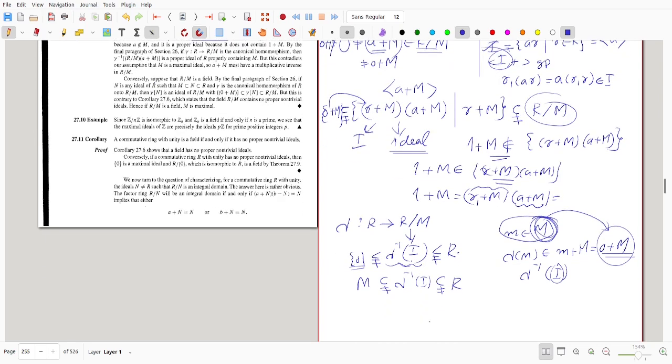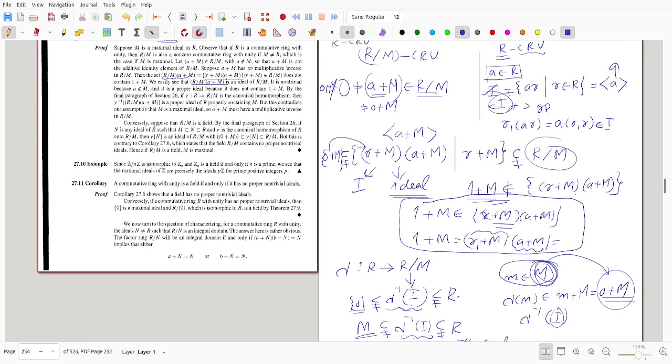So this is a contradiction, because this is an ideal and we assumed that M is maximal, so there cannot be an ideal in between M and R. That means if we start with a plus M, then 1 plus M not belonging to this is a contradiction. Hence 1 plus M always belongs to it, otherwise we will have a contradiction. So whenever 1 plus M is a member of this, you can easily prove that a plus M has a multiplicative inverse. So this is what we can see in the first paragraph.